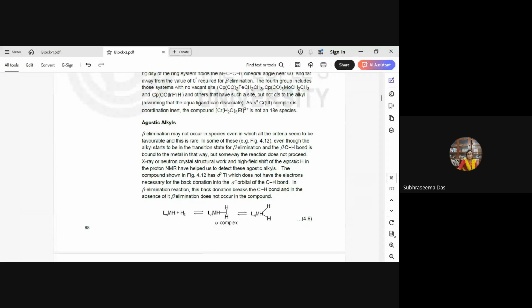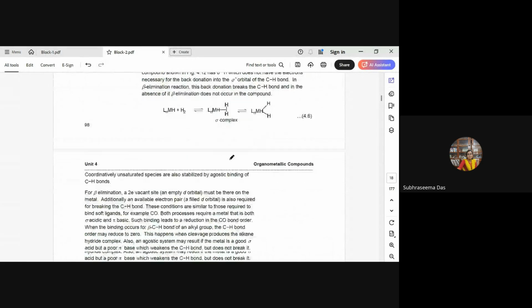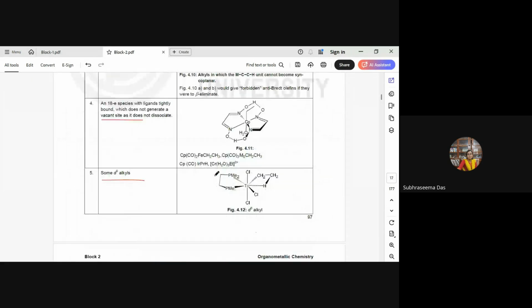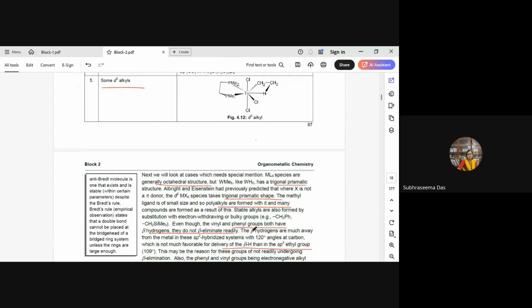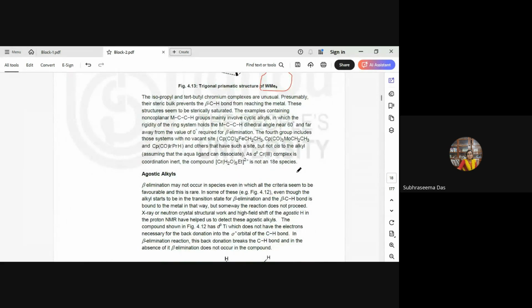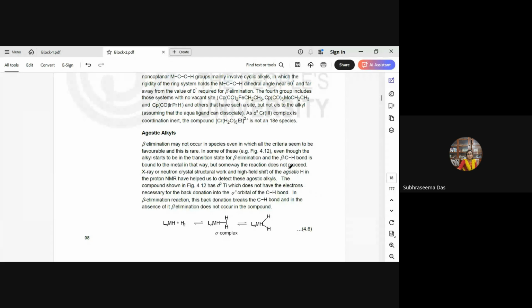Then agostic alkyls. Beta elimination may not occur in species even in which all the criteria seem to be favorable, and this is very rare. In figure 4.12, it has been shown particularly for d0 alkyls. What happens here is that even though the alkyls start to be in the transition state for beta elimination, and the beta C-H bond is bound to the metal in that way, somehow they are kinetically stable and the reaction does not proceed.